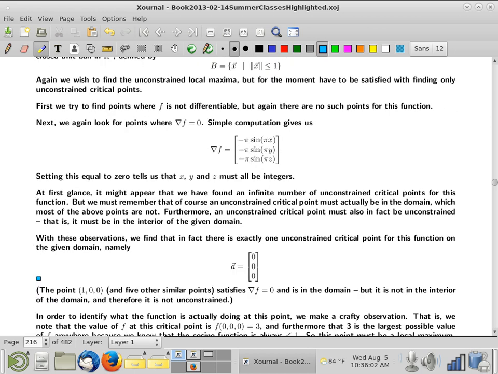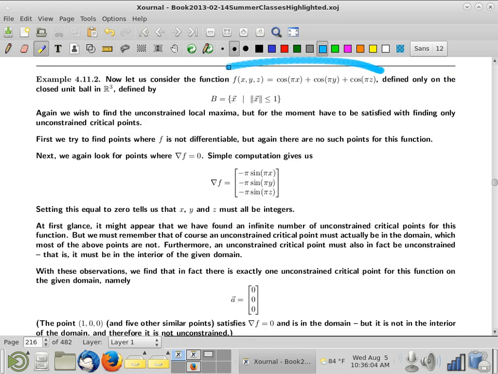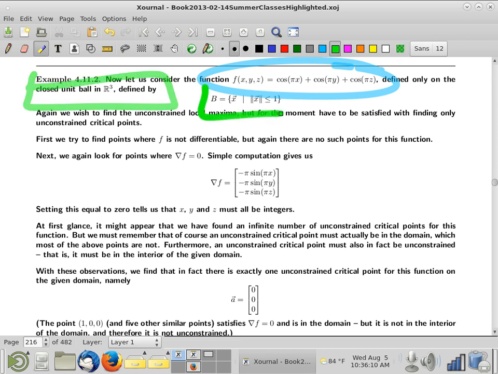All right. Another quick example. Look at this function. This function here, now in particular, I'm defining it on the closed unit ball. So when I take this function and take the gradient and set it equal to 0, I'm going to get seemingly an infinite number of critical points. But they aren't really, because think about when this is equal to 0. This is equal to 0 when x, y, and z are all integers.